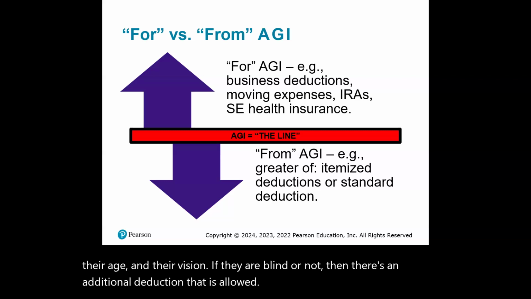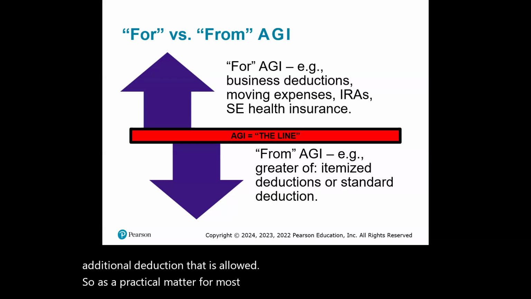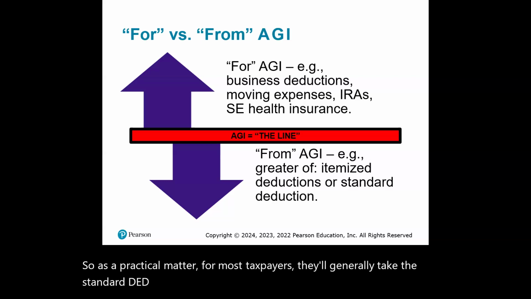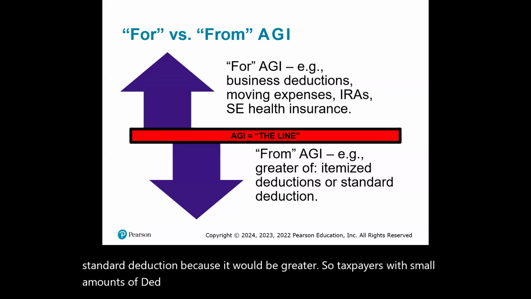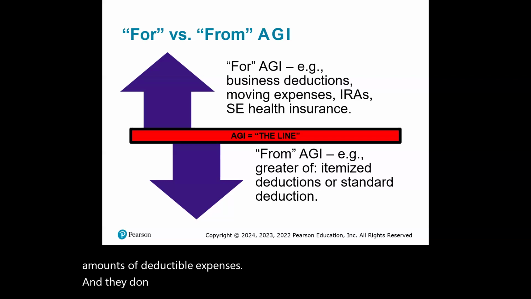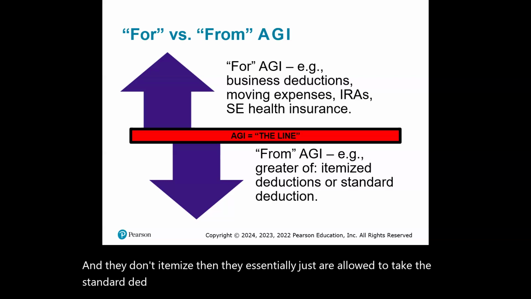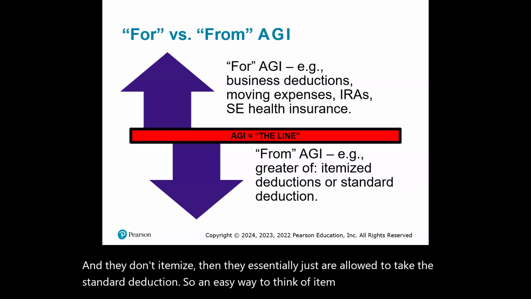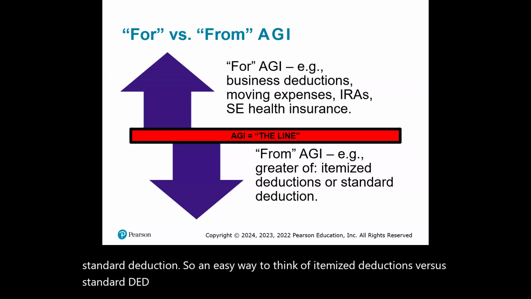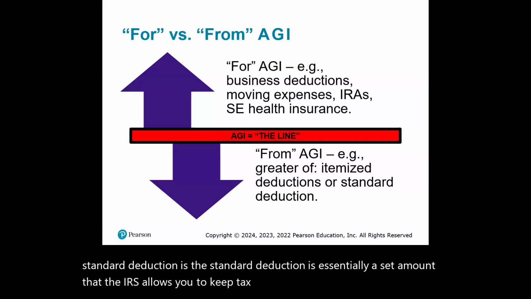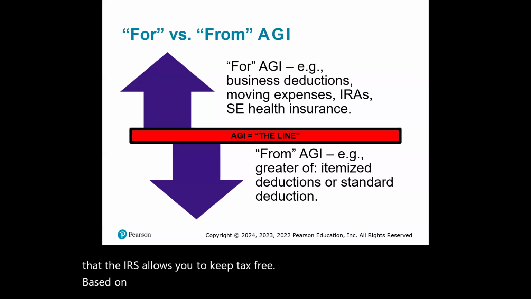So as a practical matter, most taxpayers will generally take the standard deduction because it would be greater. So taxpayers with small amounts of deductible expenses, who don't itemize, are essentially allowed to take the standard deduction. An easy way to think of itemized deductions versus standard deduction is the standard deduction is essentially a set amount that the IRS allows you to keep tax-free based on your filing status and your age. And each year that amount is adjusted for inflation.